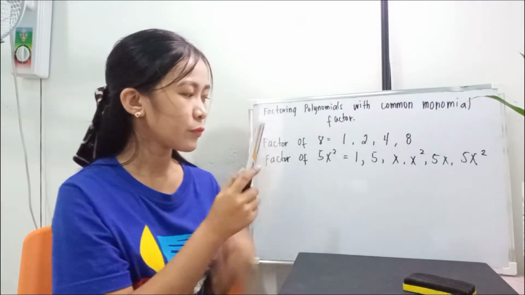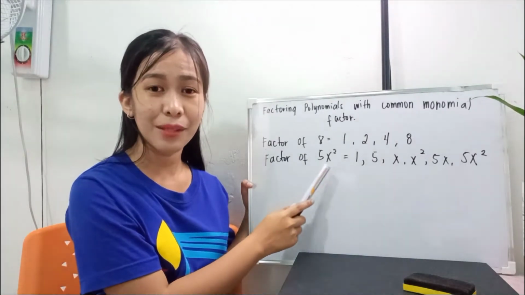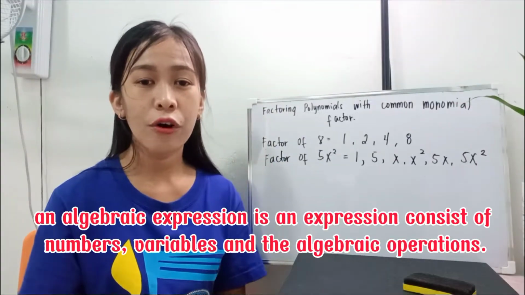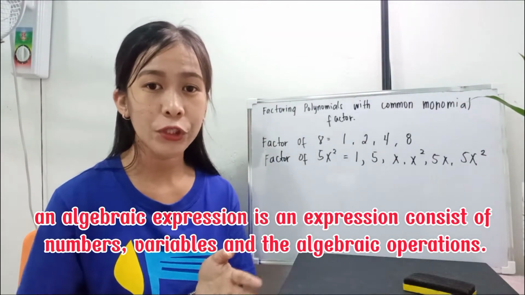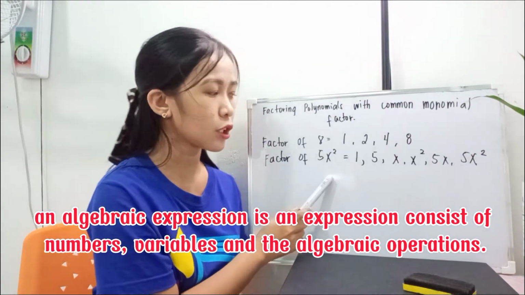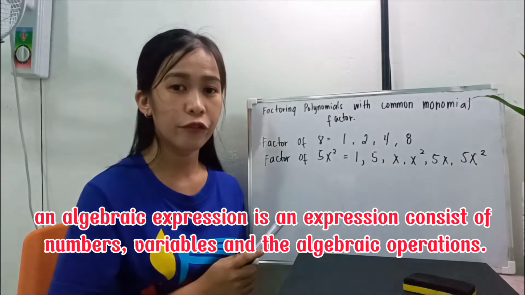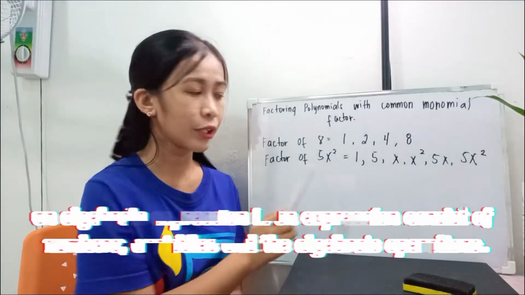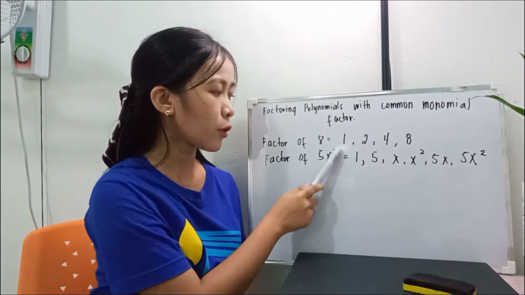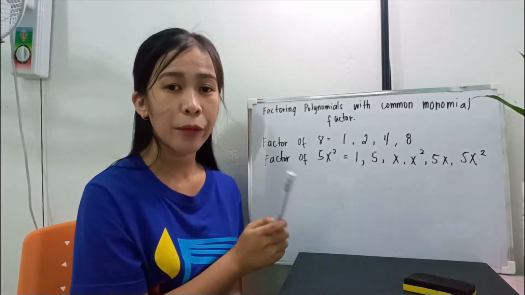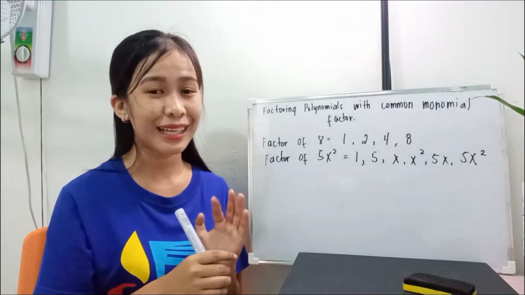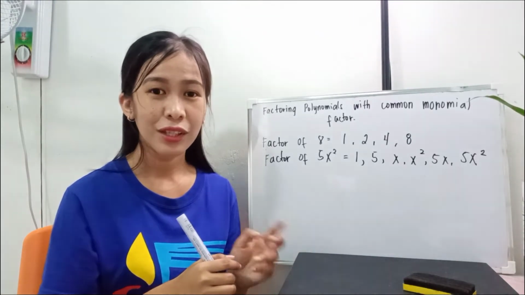Another example. This is an example of an algebraic expression. When we say an algebraic expression, ito yung combination of numbers and variables like this. This is an algebraic expression. There is a numerical coefficient, there is a variable, and this is of course a monomial. Why is it a monomial? Kasi po, iisa lang siya. Iisang term, and wala pa tayong ginagamit na fundamental operations like addition, subtraction, ganon.